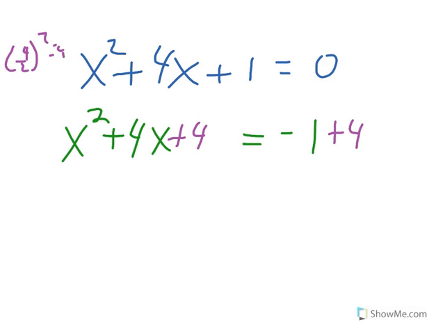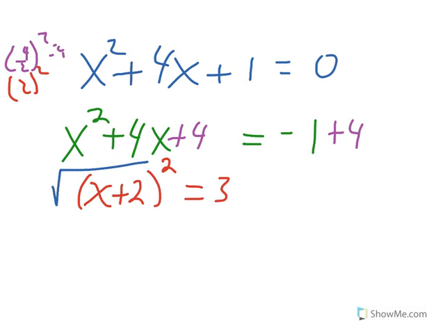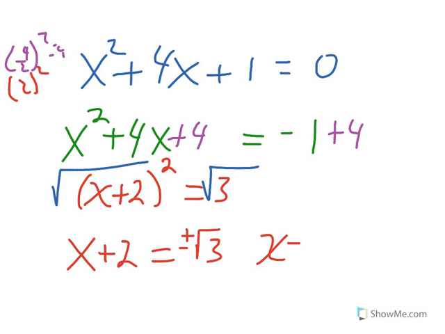Next up, I'm going to realize that since I got 2 quantity squared, it's going to be x plus 2 squared is equal to 3. Solve it, take the square root of both sides. When we do this, anything quantity squared, take the square root of that, it's just going to be x plus 2, and it's going to be plus or minus the square root of 3. Then we just solve, so I get x is equal to plus or minus the square root of 3, minus 2, is my answer.